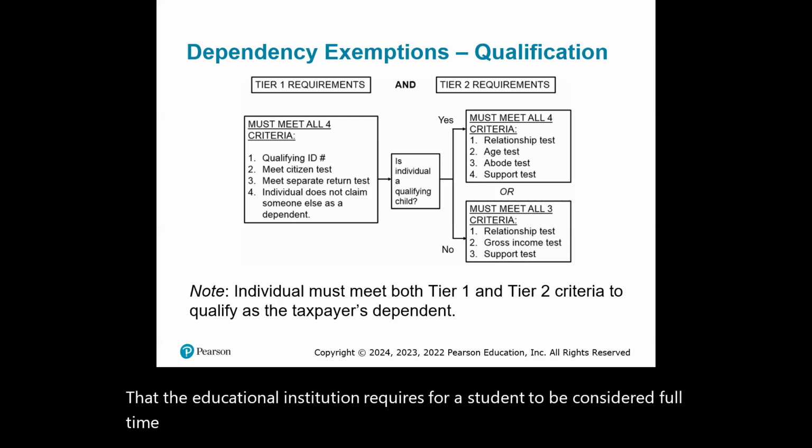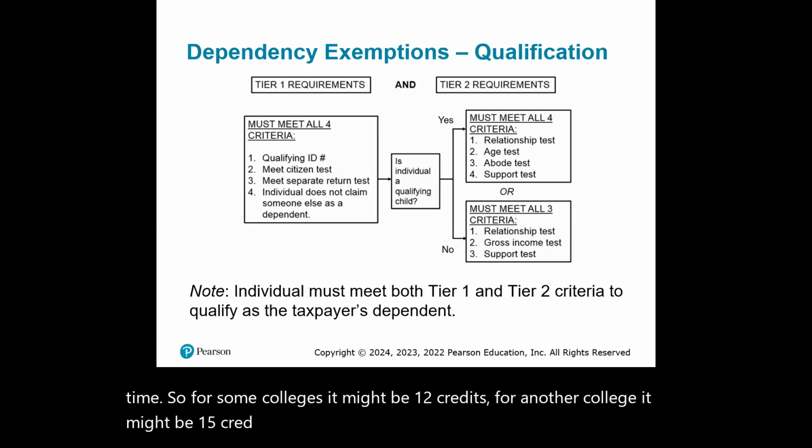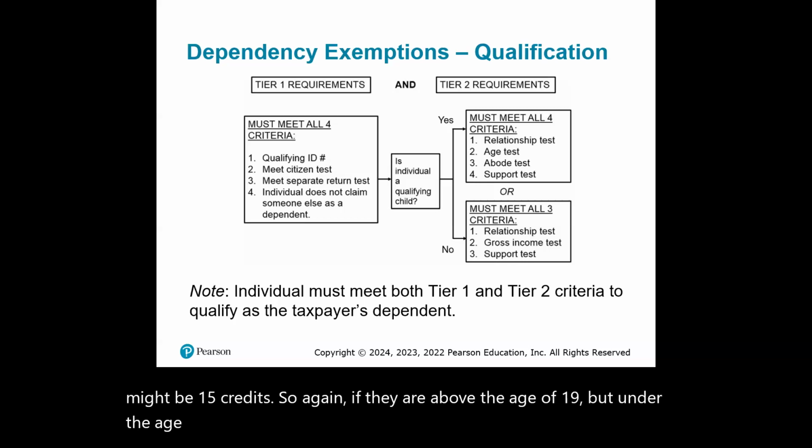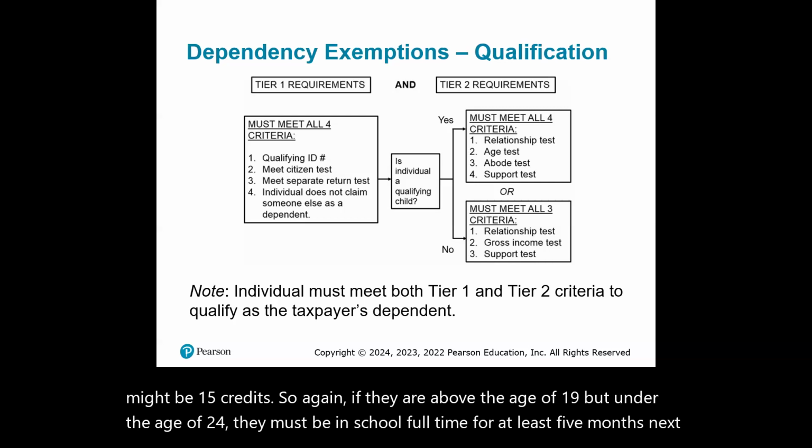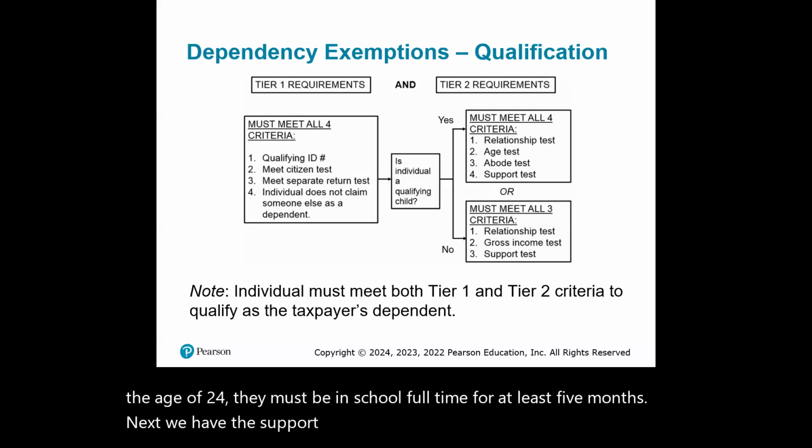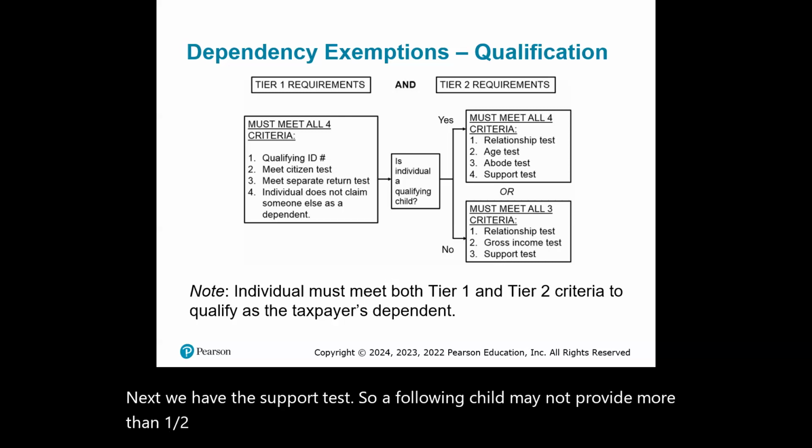So for some colleges, it might be 12 credits. For another college, it might be 15 credits. So again, if they are above the age of 19, but under the age of 24, they must be in school full-time for at least 5 months. Next, we have the support test. A qualifying child may not provide more than 1/2 of his or her own support during the year.